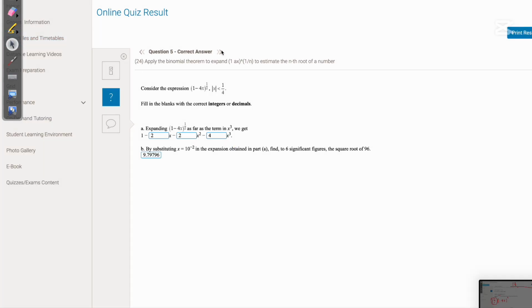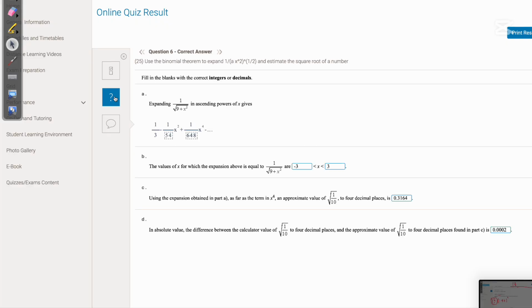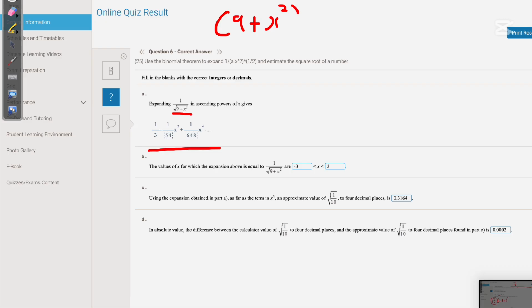Number 6. Expanding 1 over radical 9 plus x squared in ascending powers. We'll give this. Okay. First of all, let's take this one up. So it will be 9 plus x squared, all of this to the power of negative half.